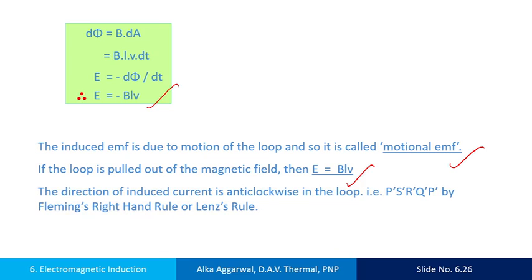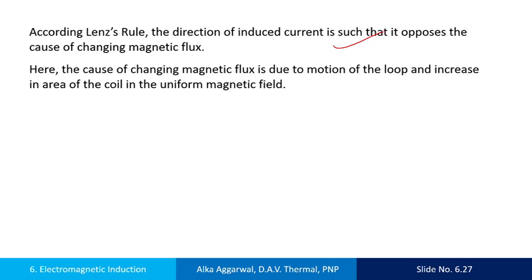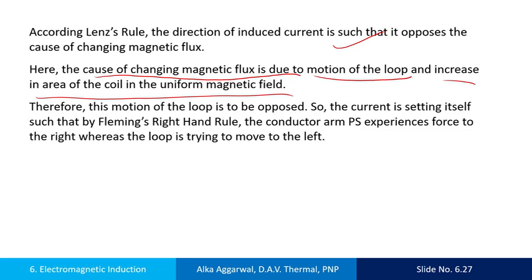The direction of the induced current is anti-clockwise in the loop, according to Fleming's right-hand rule or Lenz's rule. According to Lenz's rule, the direction of the induced current is such that it opposes the cause of the changing magnetic flux. Here the cause of the change in magnetic flux is the motion of the loop and the increase in area of the coil in the uniform magnetic field. So the motion of the loop is opposed.